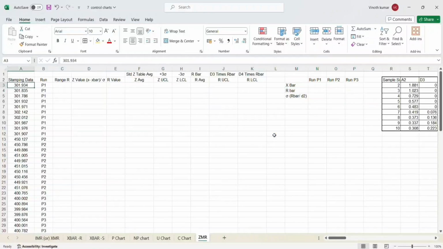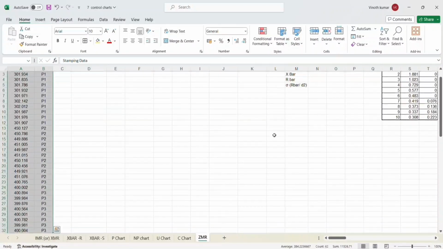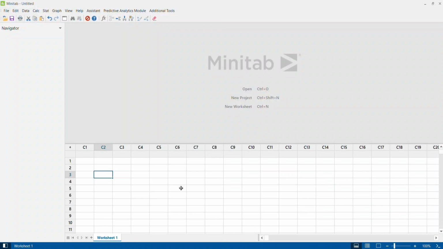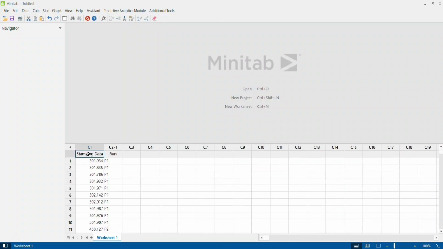Now what we have is the stamping data for part number 1, part number 2 and part number 3. So these are short production runs and we are going to calculate chart for all these three different parts. Definitely their thicknesses are going to be different, it's not going to be same, but we are going to plot them in the same chart. So let me copy this data, take it to my Minitab, paste it in my Minitab. So my measurable value is here, my run number, so part numbers are here.